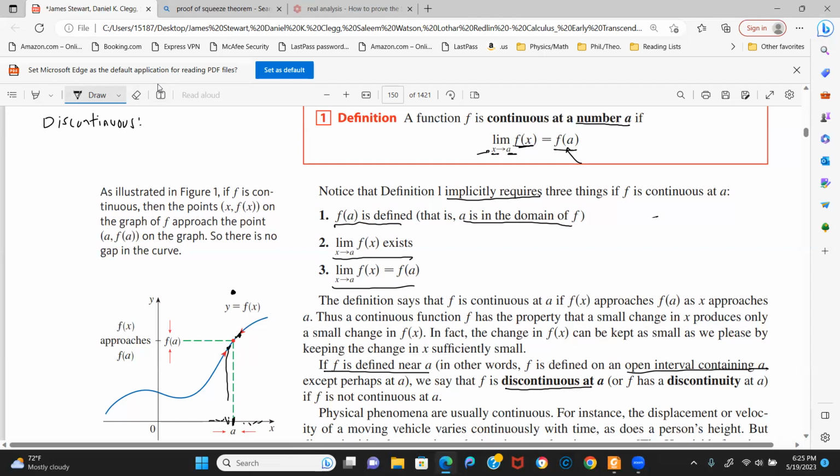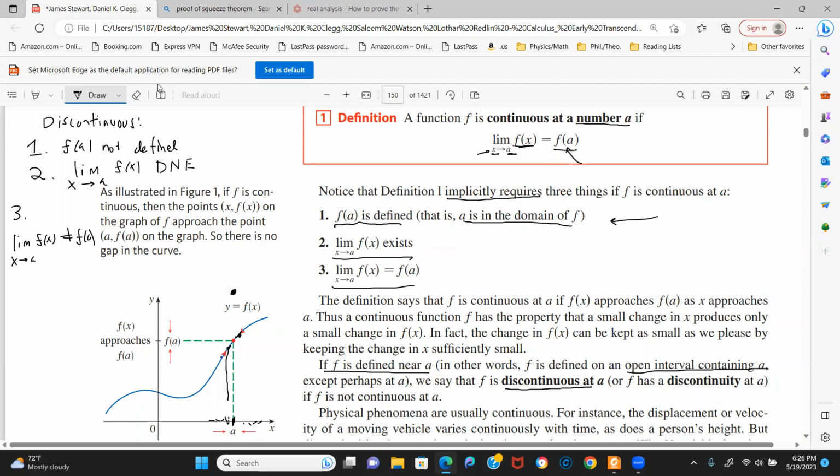There are three ways, and they kind of mirror this definition. Well, the first way is that f of a is not defined. So if you're not defined at this point, you definitely can't be continuous at it. Another way would be that this limit does not exist, DNE. And the last would be that maybe this limit exists, but it doesn't equal f of a.